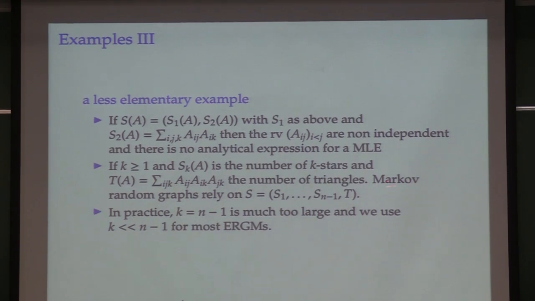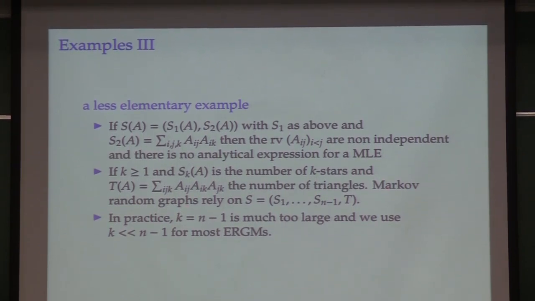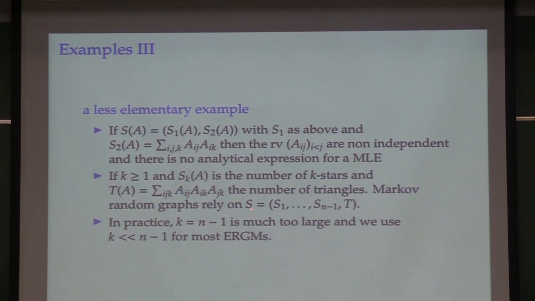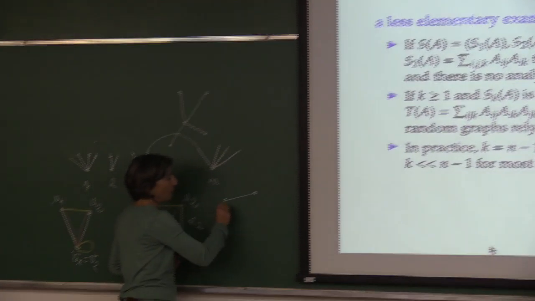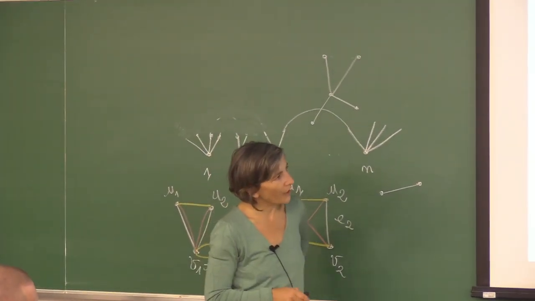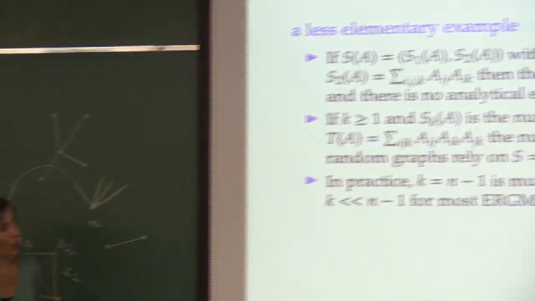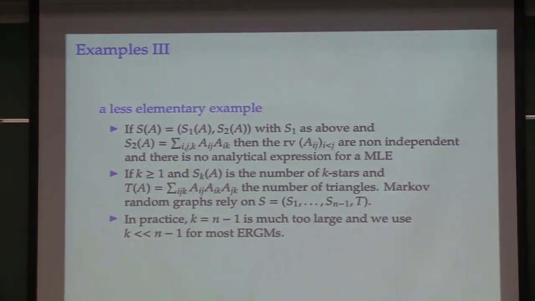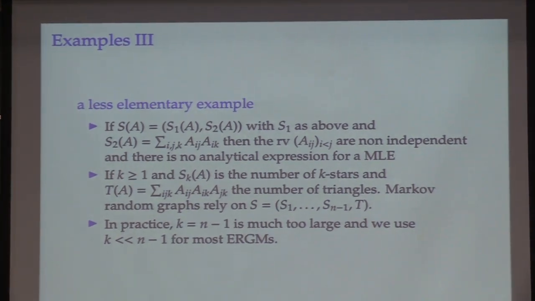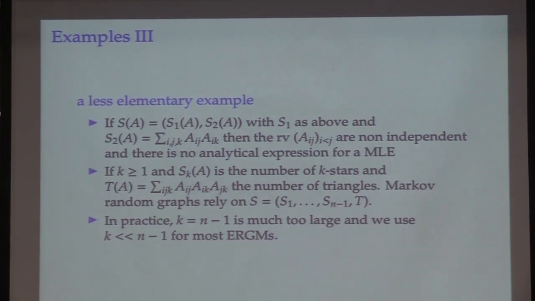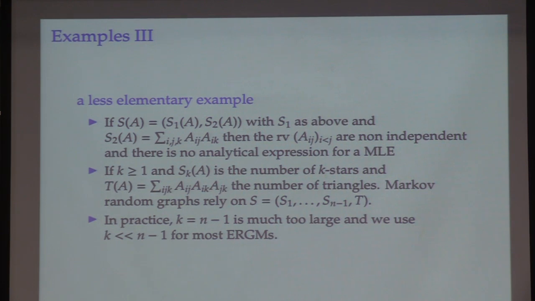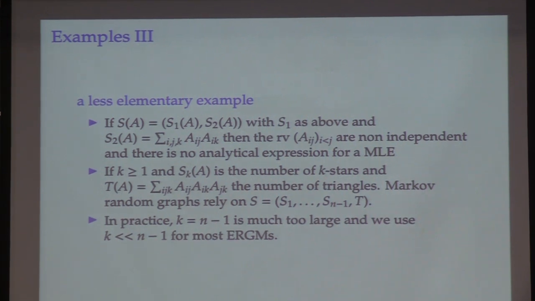Then what are called Markov random graphs, these are exponential random graphs where the exhaustive statistic that you use is S1, the number of edges. So you take S1, S2, S3, up to S_{n-1}. So you look at all the possible stars of any possible dimension in your graph, and you add the number of triangles, and that gives you Markov random graphs. You cannot work with that, because S_{n-1}, that's too big. So that's a theoretical model. You cannot work with it in practice.